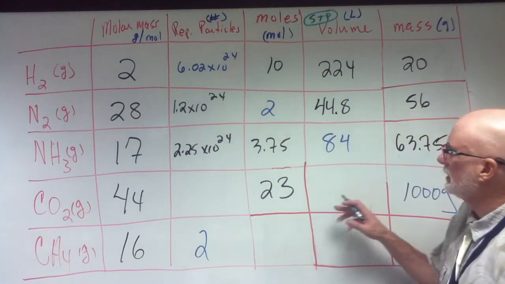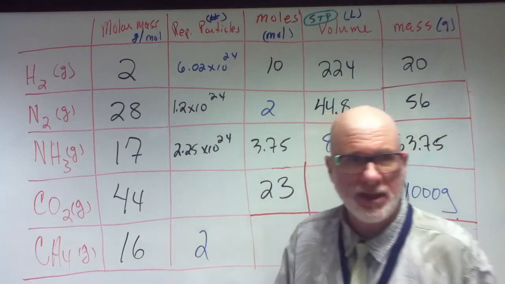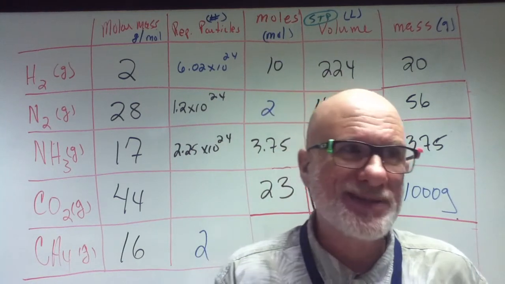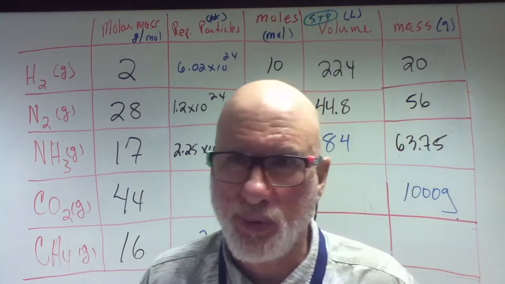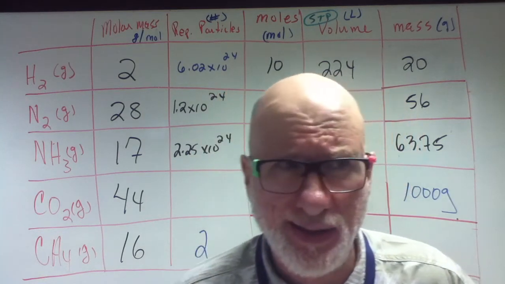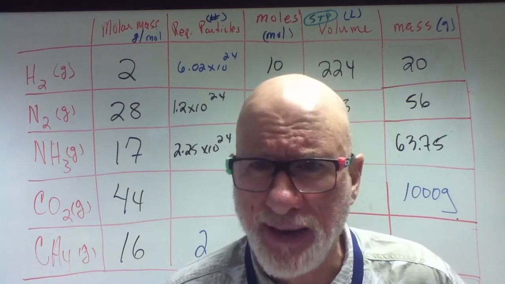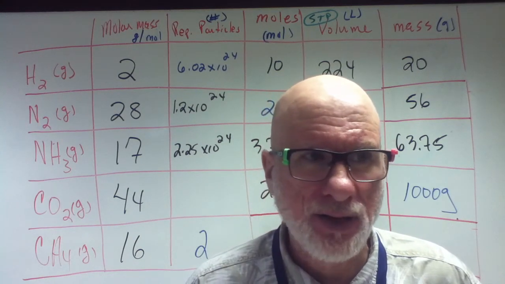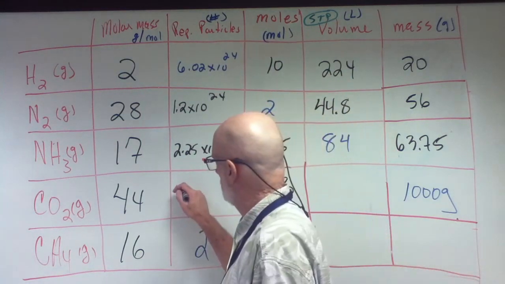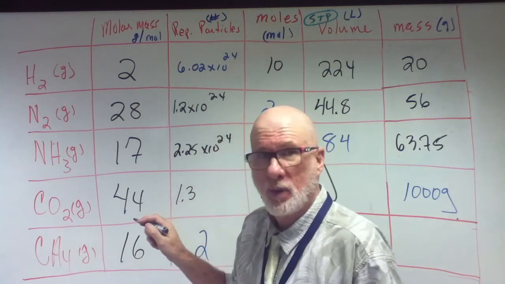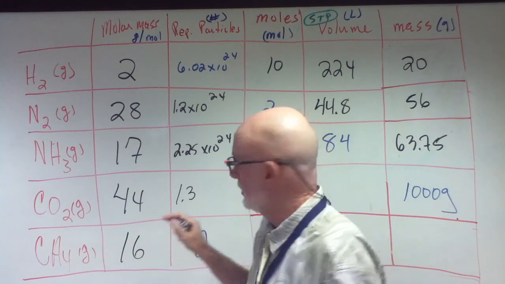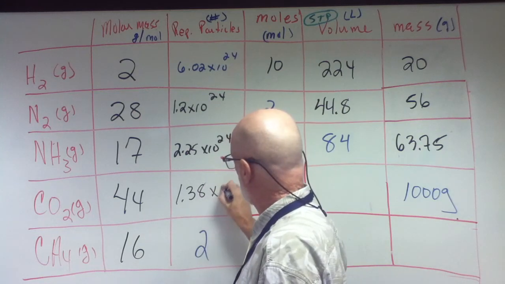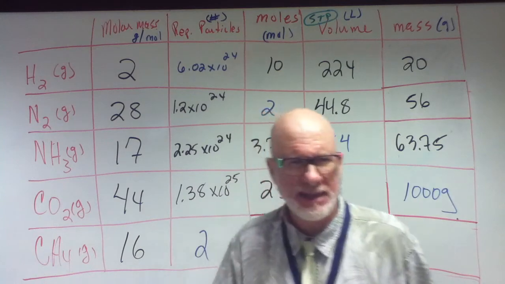So how many is 23? What is 6.02 times 10 to the 23rd times 23? 6 times 25 is like 150, so maybe 1.35 times 10 to the 25. Isn't that scary? You got to learn to estimate, guys. 1.38 times 10 to the 25? I said 1.35 times 10 to the 25. You see how I did that?